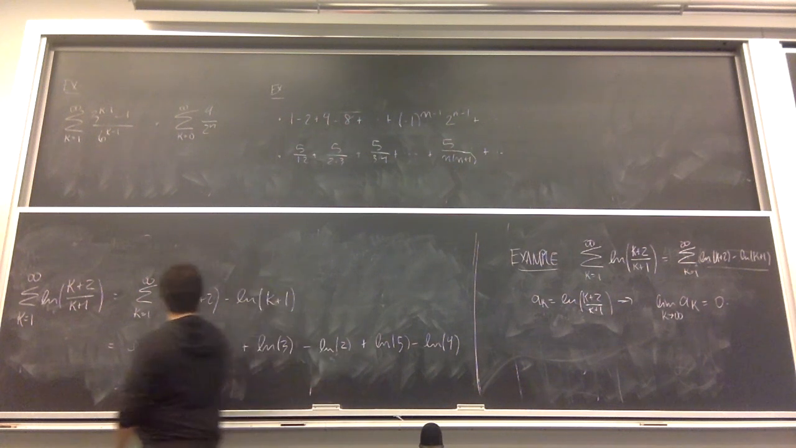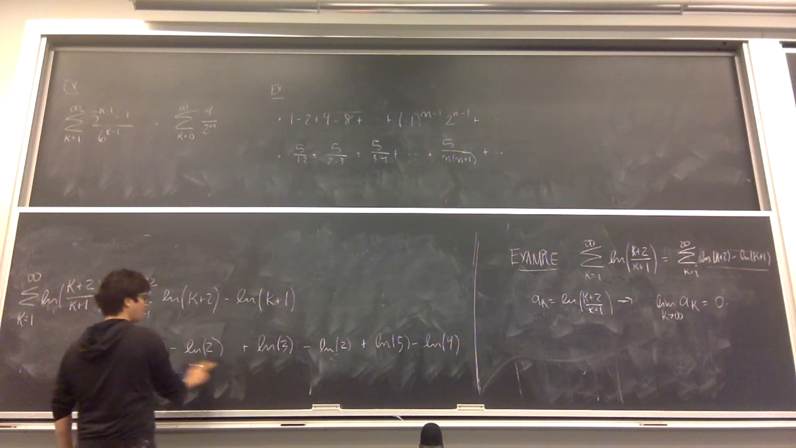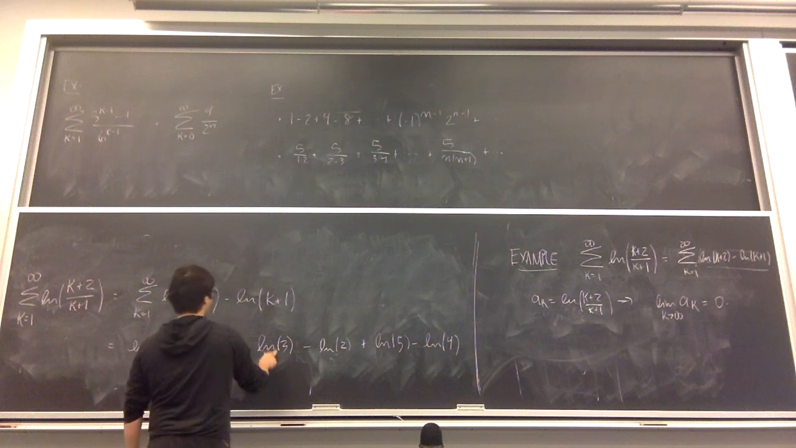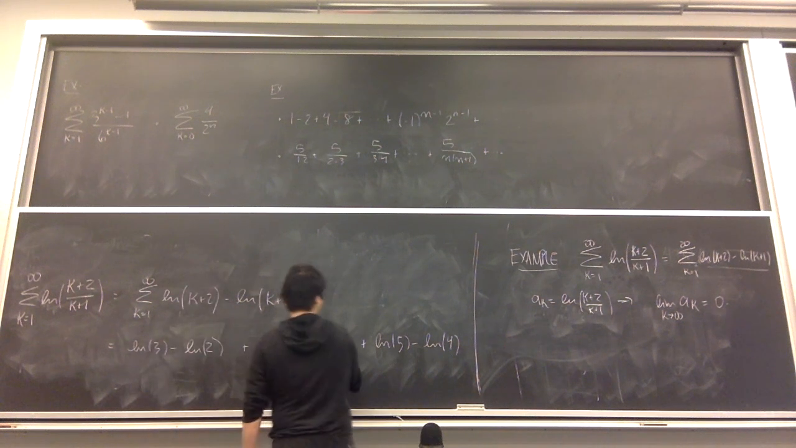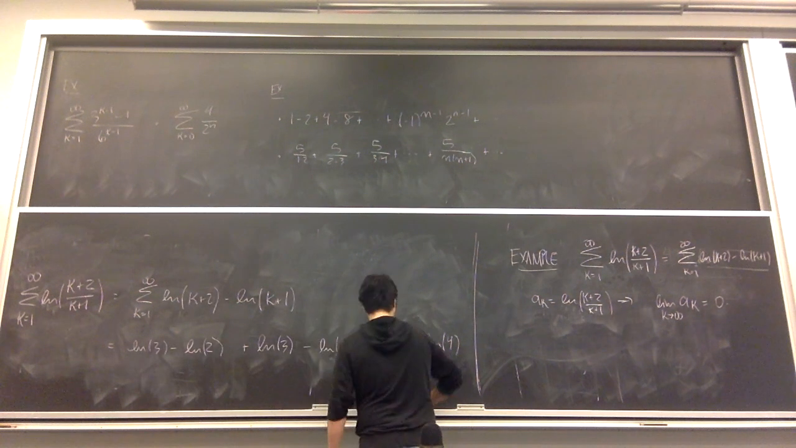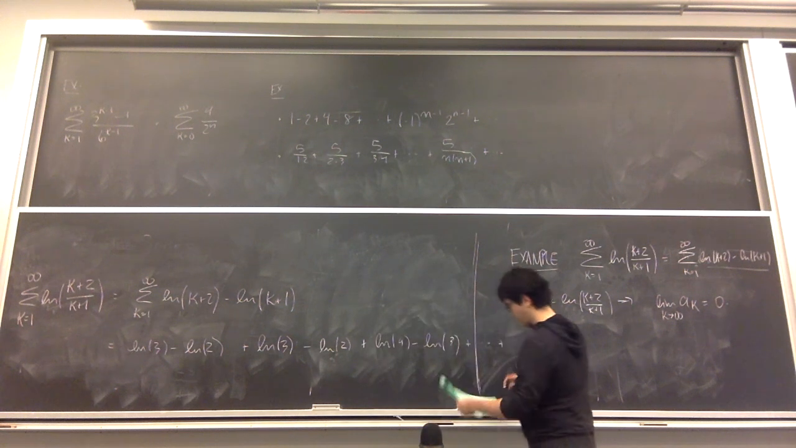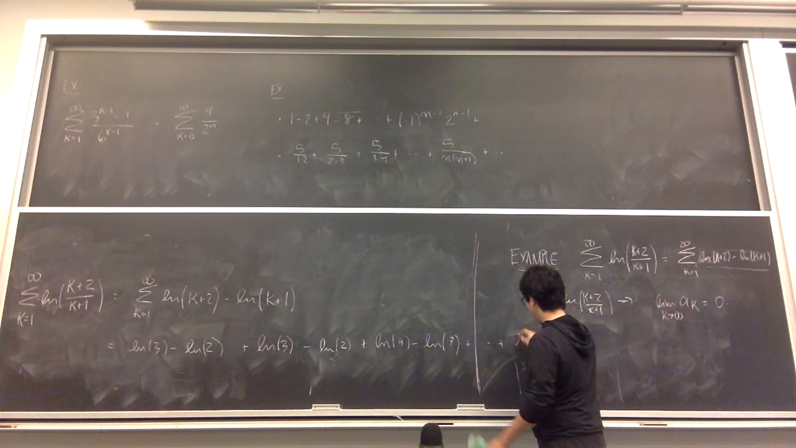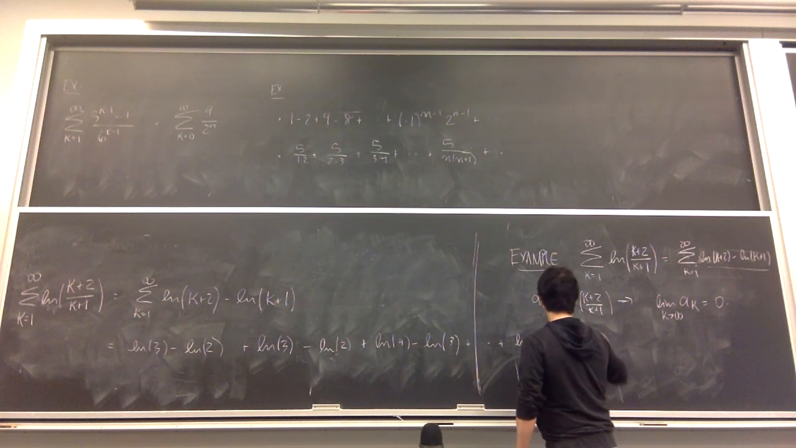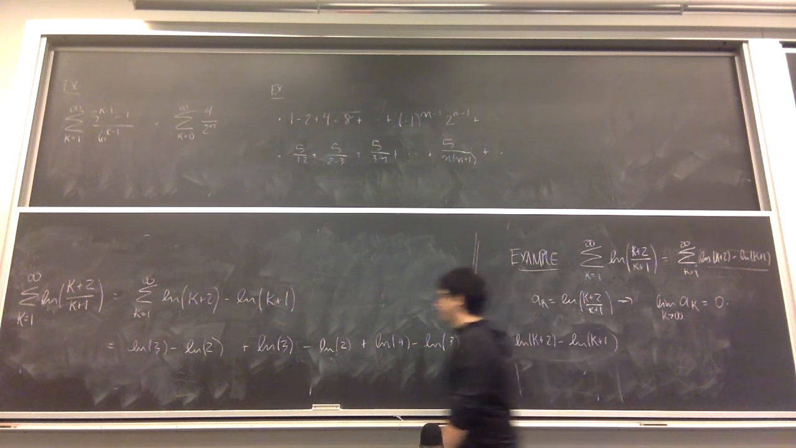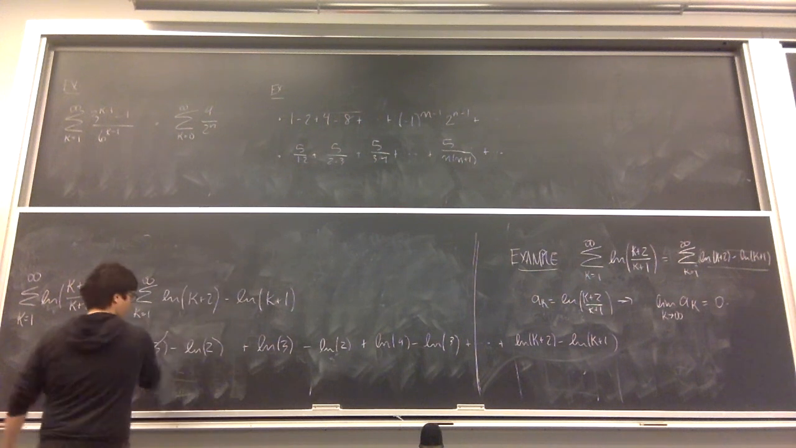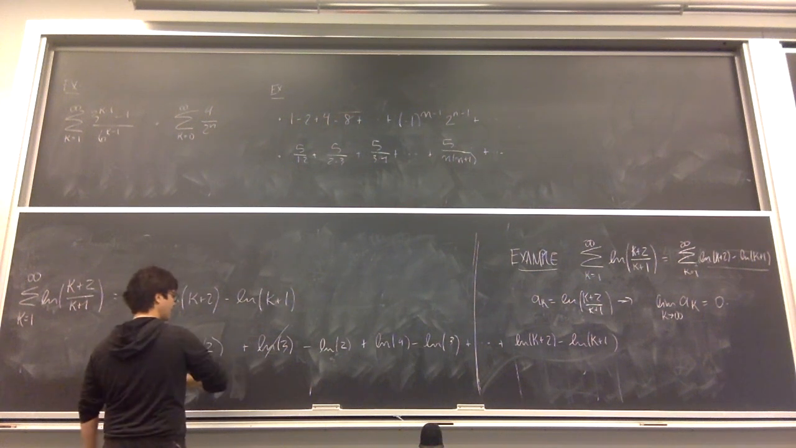Wait, hold on. Okay, so for k equals 1, this is 3 and 2. For 2, this is 3 and 2. For 3, this should be 4 and 3. Aha. And so on. I think the last one is going to be ln of (k+2) minus ln of (k+1). So what cancellations do we get here? ln 3 cancels with ln 3.